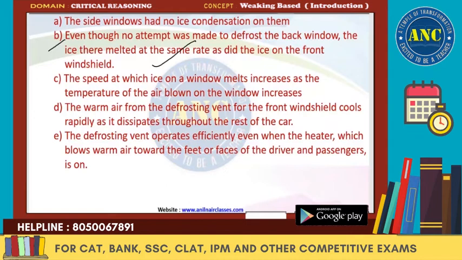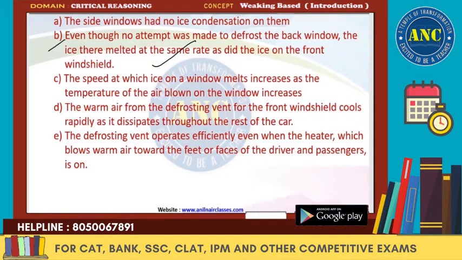Look at option A. The side windows had no ice condensation on them. Now, in the absence of other information, the lack of ice condensation on the side windows that is mentioned here is irrelevant to the validity of the explanation. Option C. The speed at which ice on a window melts increases as the temperature of the air blown on the window increases. Now, this might support the explanation since the air from the defrosting vent was warm.